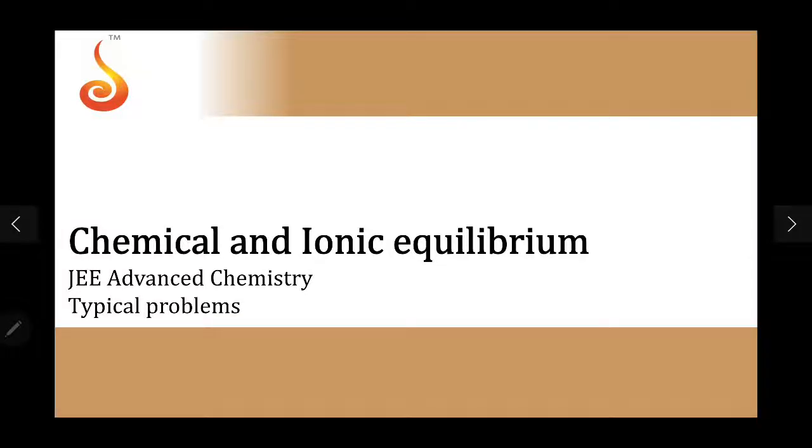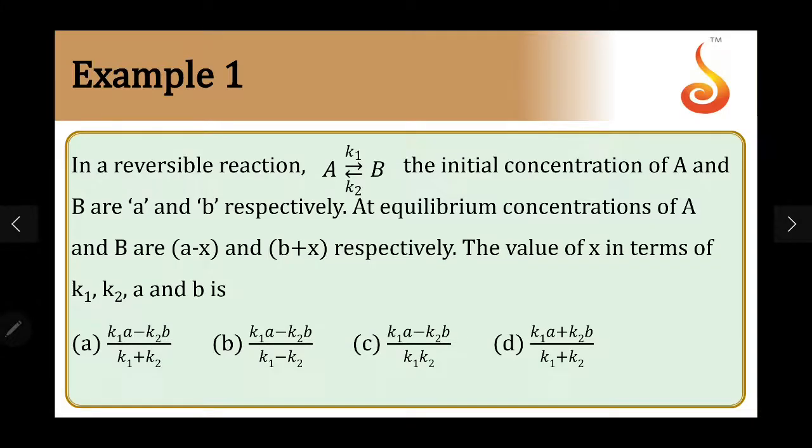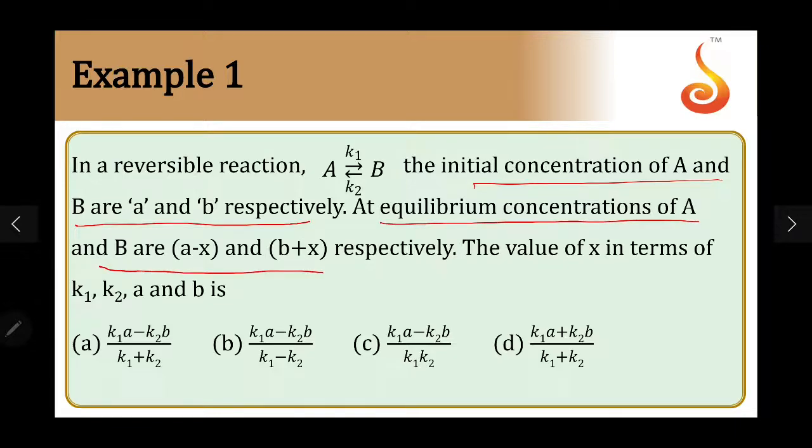Dear students, we'll take some examples in chemical and ionic equilibrium along with hydrogen chapter. So first example, in a reversible reaction A giving rise to B, the initial concentrations of A and B are given as small a and small b respectively. At equilibrium, the concentrations are given as a minus x and b plus x respectively.